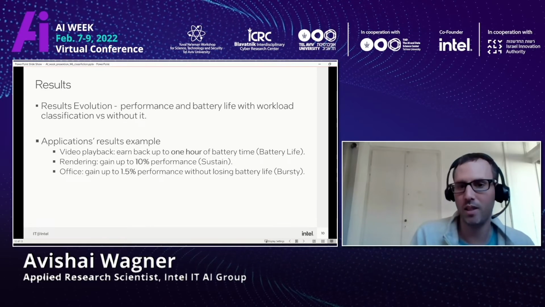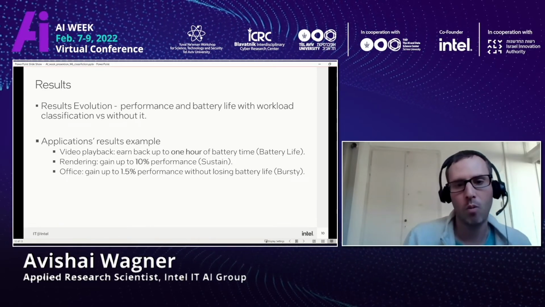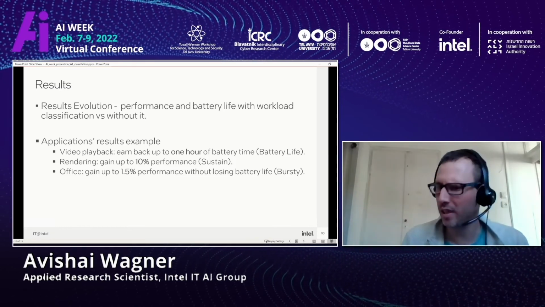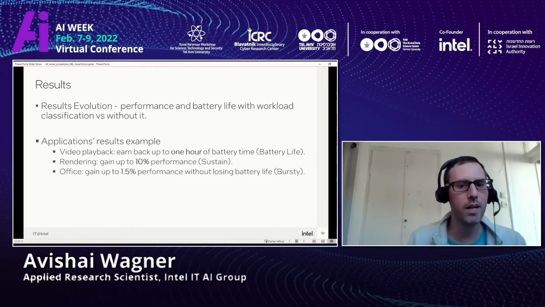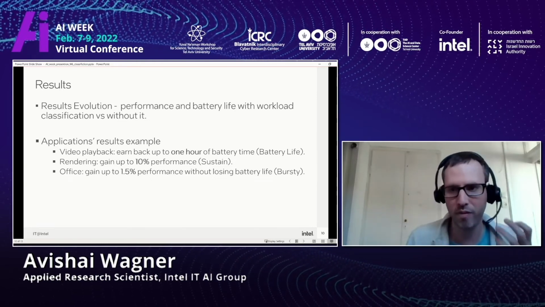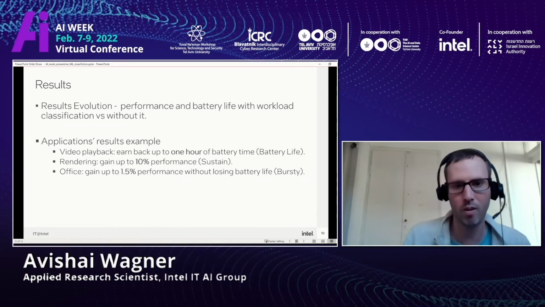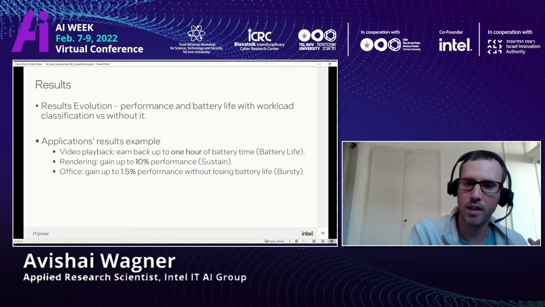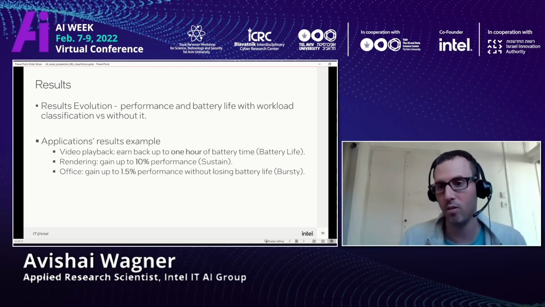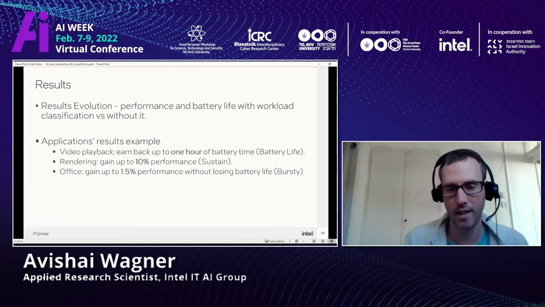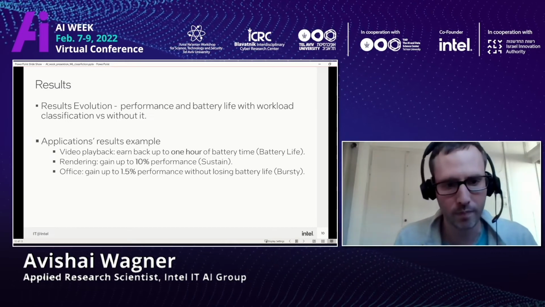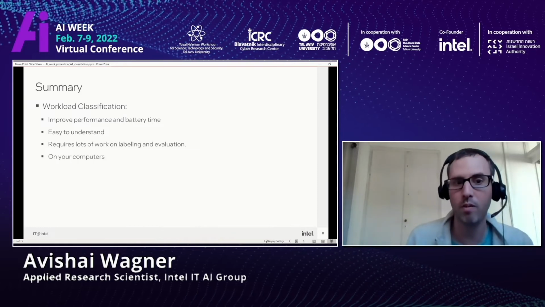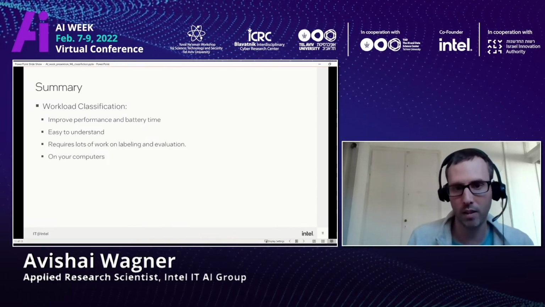And when you are doing a burst-related thing like Office, we gain up to 1.5% performance without losing any battery life at all. And remember that 10% is the difference between new products. A new product is 10% faster than the previous one. So 10% improvement on sustained mode and 1.5% on bursty really help us in order to deliver new products. To summarize, this workload classification improves both performance and battery time.